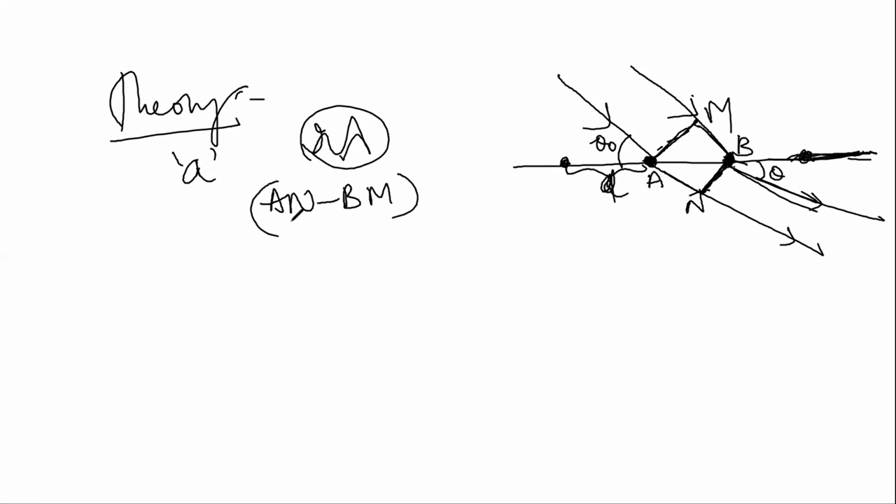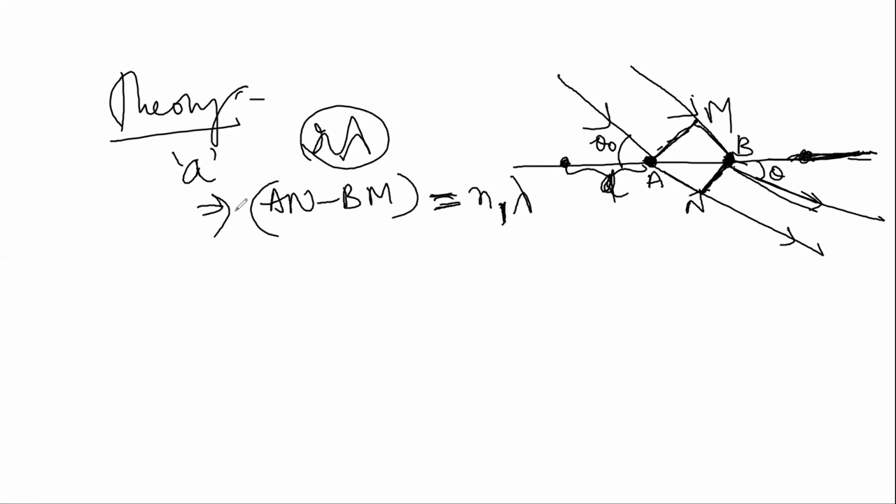So An minus Bm should be equal to n1 lambda, if I am considering the first order. The diffracted rays with maximum intensity have path difference n lambda, and minimum intensity is (2n plus 1) into lambda by 2. But we are observing only bright spots on the photographic plate, so I want to get the condition for maxima, that is the bright spot.